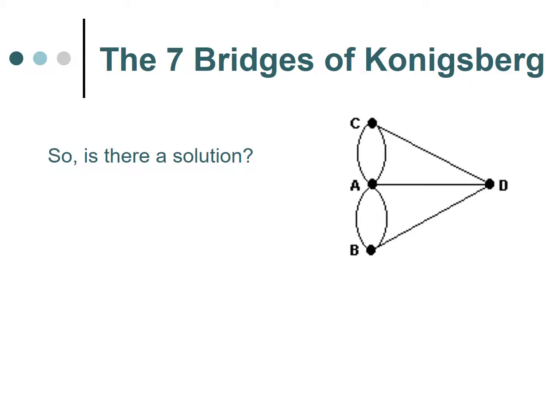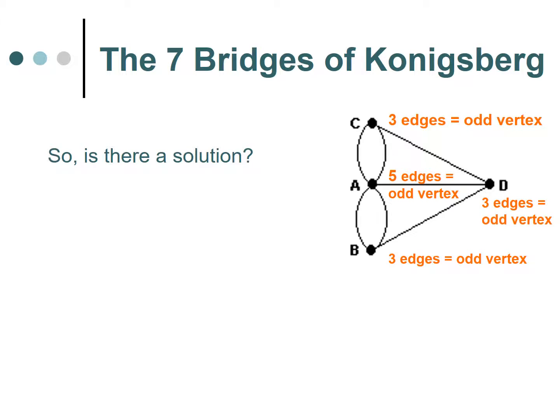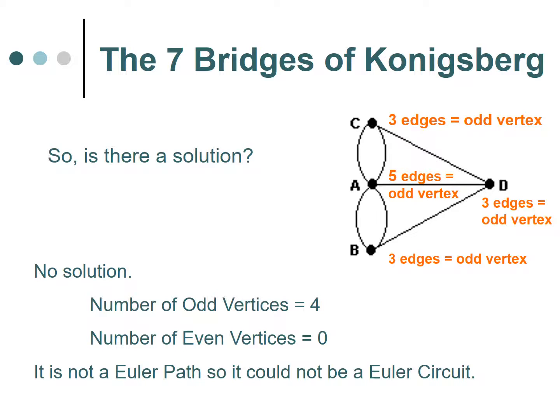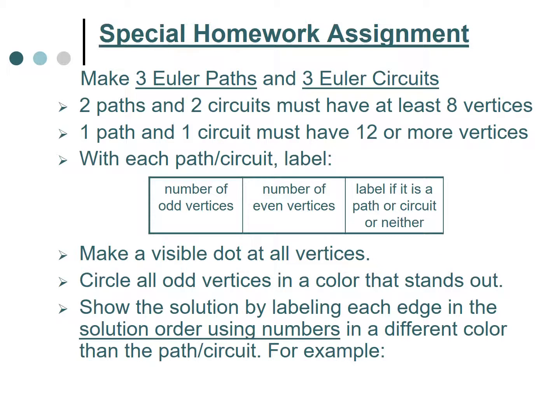So, if we look at the 7 bridges of Königsberg, is there a solution to this? Well, we look at the top and say there are 3 edges going into it at point C. At point A, there are 5 edges. And at B, there are 3 edges. And at D, there are 3 edges. All of these are odd. So we say there are 4 odd vertices. There are no even vertices. Once you have more than 2 odd vertices, it's neither a path nor a circuit. So Euler could confidently tell these people that there is no way to cross each bridge once and only once and end up back at your doorstep.